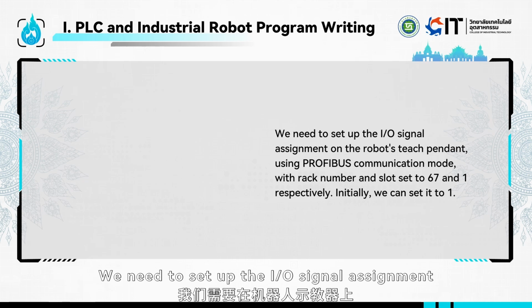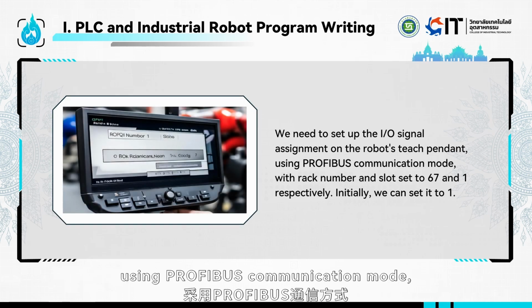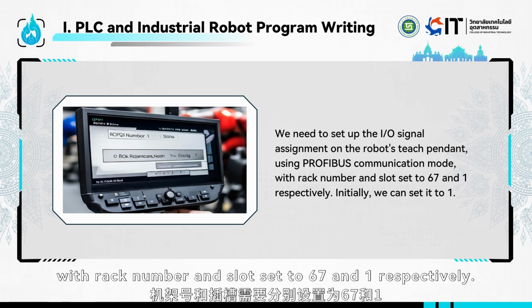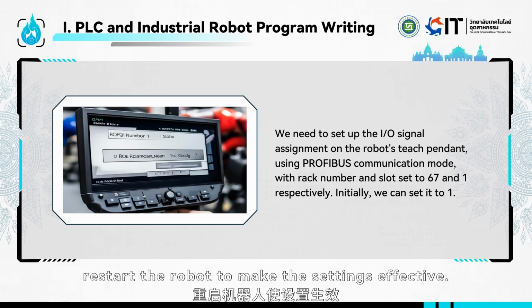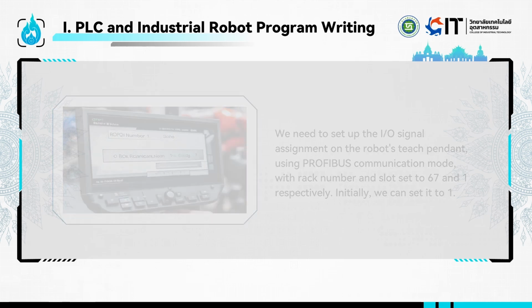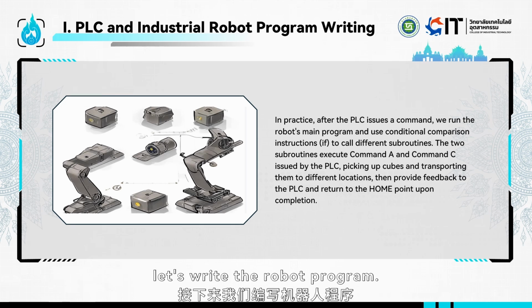We need to set up the I/O signal assignment on the robot's teach pendant using Profibus communication mode, with rack number and slot set to 67 and 1 respectively. Initially, we can set it to 1. After setting this up, restart the robot to make the settings effective. Once the I/O configuration is complete, let's write the robot program.